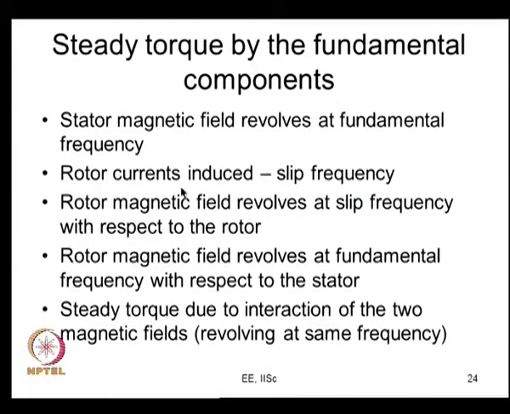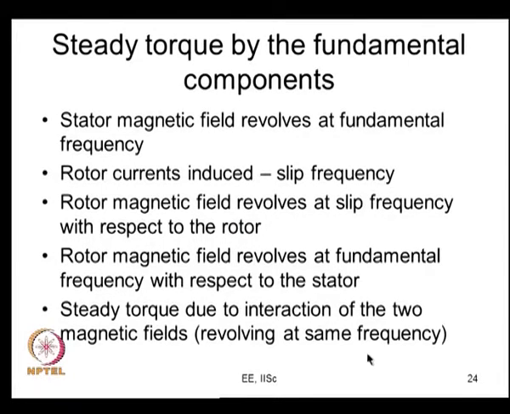These induced rotor currents will produce a rotor magnetic field which rotates at 49 hertz with respect to the rotor. If the rotor magnetic field is rotating at 49 hertz with respect to the rotor, and the rotor itself is rotating at a speed equivalent to 1 hertz, then the rotor magnetic field is rotating at the fundamental frequency, 50 hertz, with respect to the stator. So the rotor has picked up speed, it has come to 1 hertz, still the rotor magnetic field and the stator magnetic field are both at 50 hertz, and therefore the machine continues to produce torque. So the machine goes on accelerating.